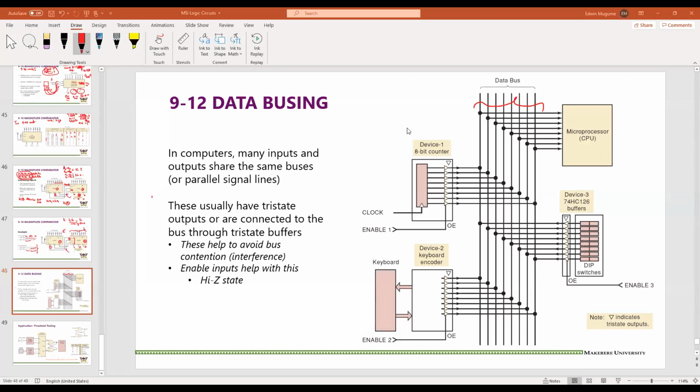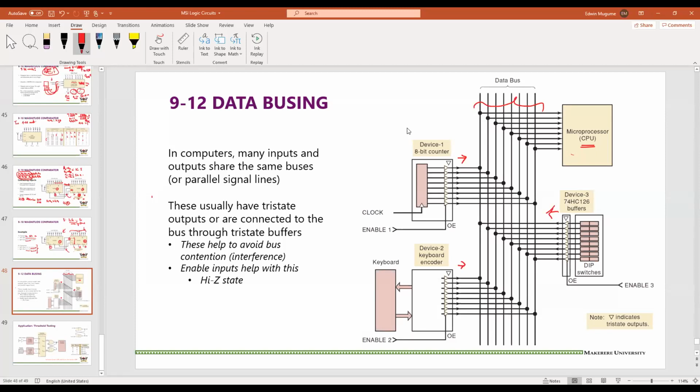You can see the microprocessor or the CPU is receiving information from that bus. This counter is sending information to that bus. This counter is sending information. DIP switches are sending their information to the same bus, and this keyboard is sending its information to the same bus. If all of these were to send information to the bus at the same time, then this information is going to interfere and you will not get anything out of it.